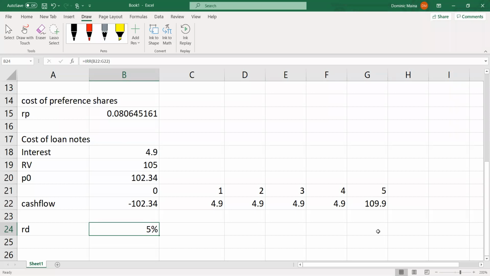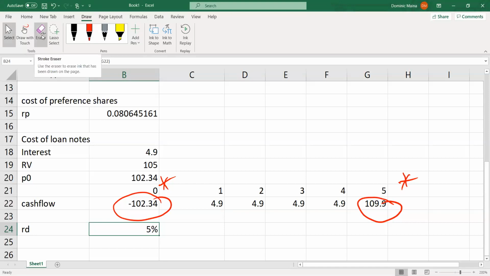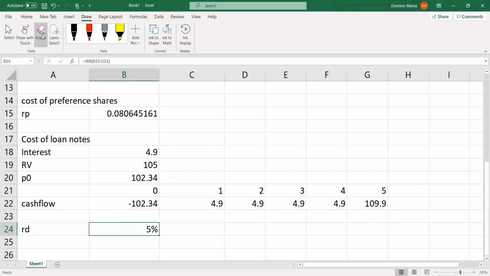Be careful, the year 0 cash flow, P naught, is a negative. And in the final year, don't forget you need to add the redemption plus the interest for that year. That's where you have to be careful. But having known that, it becomes easy for you to carry out, because you simply use the IRR formula.